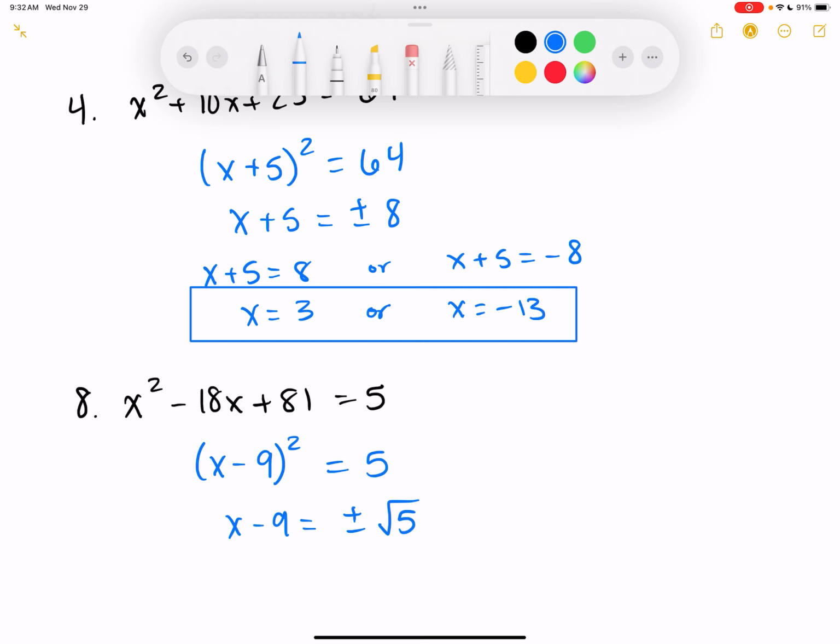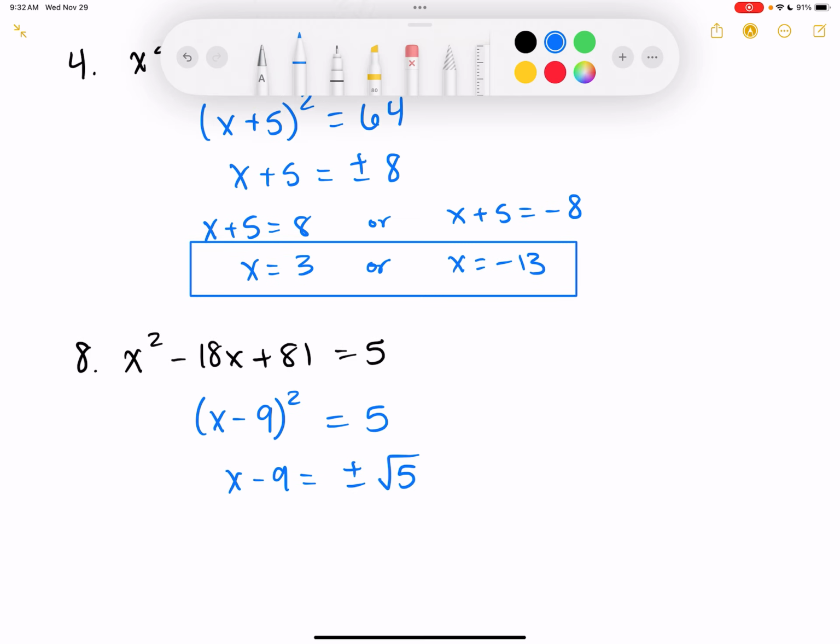And if it ends up being something that's left in a square root, I'm okay with it if you just do x equals 9 plus or minus the square root of 5, or if you write it separately. Either way is completely fine with me. The book writes it as all one.